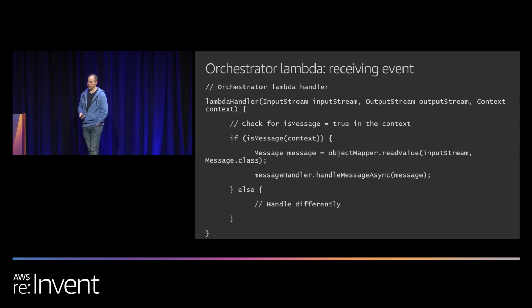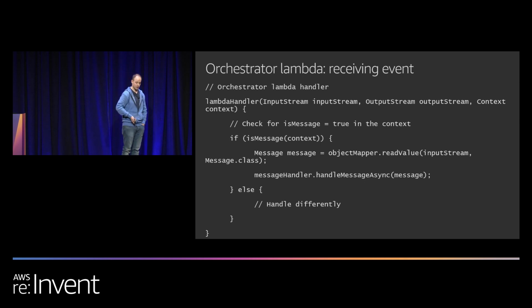On the receiving side, the orchestrator is going to have its main Lambda handler method defined, just like you do with any Lambdas that you create in AWS. And that handler here has an input stream, an output stream, and a context object. And I think you might guess that the context object is indeed going to contain that metadata that we had set when we were constructing our message.